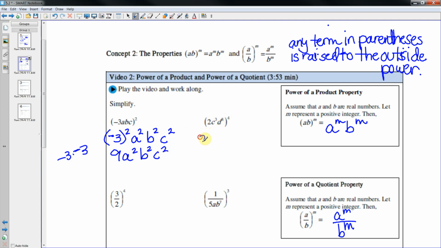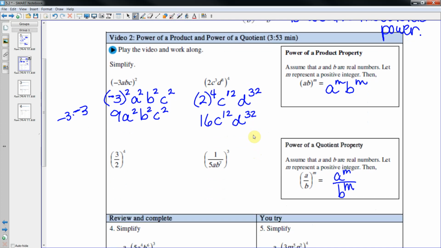All right, this next one, we're going to do the same thing. Don't have to worry about negatives on it. So 2 to the 4th power. Now, each exponent on the inside of the parentheses gets multiplied times the one on the outside. So 3 times 4 would be 12. And then for my D, 8 times 4 is 32. So then figure out what 2 to the 4th is, and that should be 16. c to the 12, d to the 32.